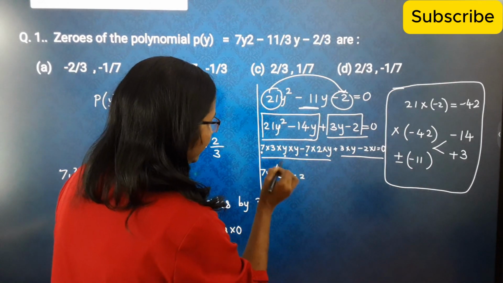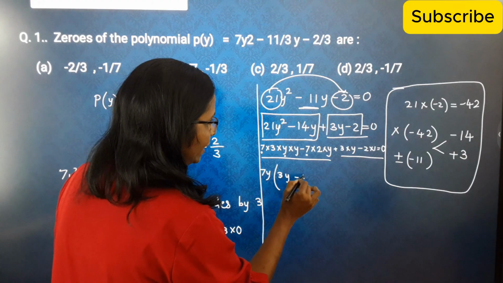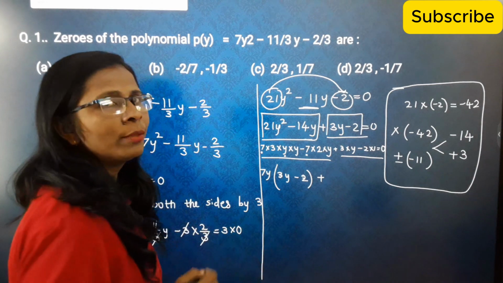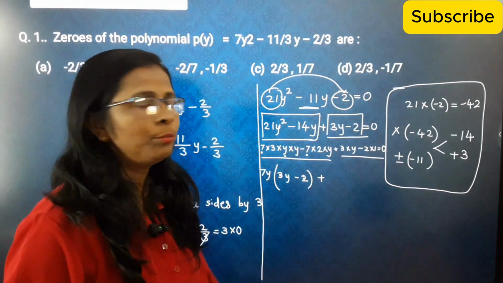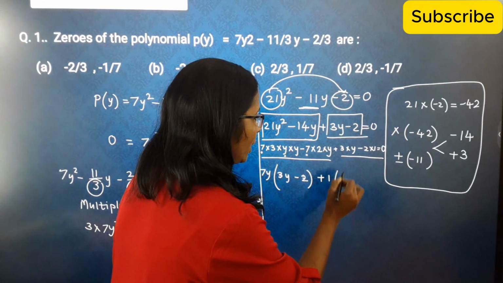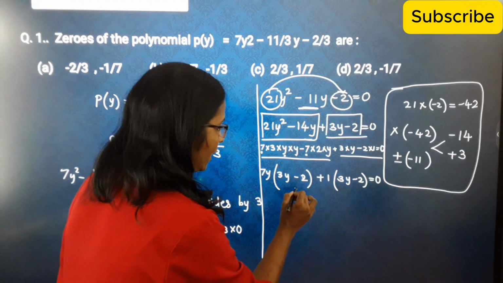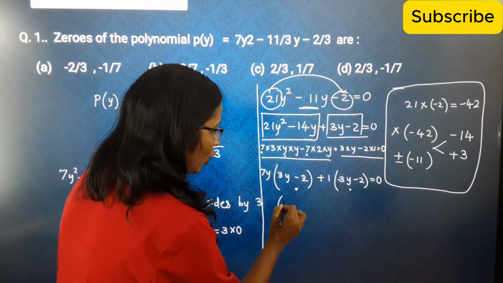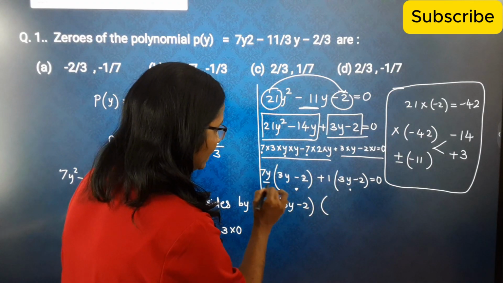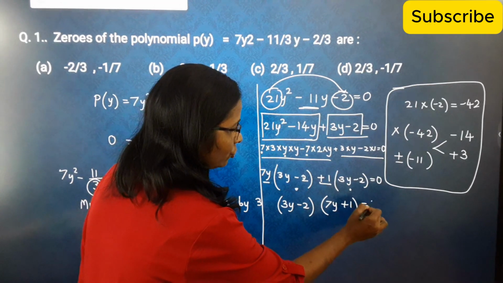Here 3y minus 2. So here plus, there is no number common in both terms, so we take the common as 1. So here 3y minus 2 is equal to 0. Now see, these brackets are equal. So 3y minus 2 in the first bracket and the remaining terms, that is 7y plus 1, in the second bracket.